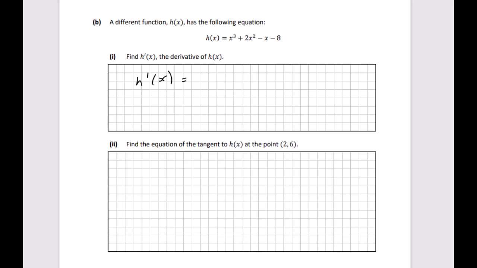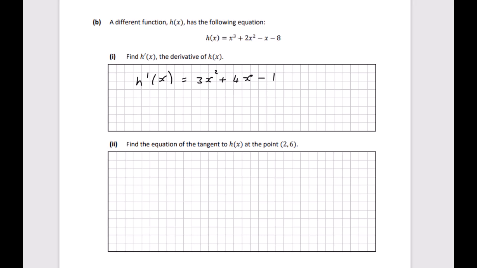So it's going to be bring down the 3, 3x, reduce the power by 1 to 2. Bring down the 2, multiply by 2 gives 4, reduce the power by 1. There's a 1 here over the x, so that's x to the power of 1. So bring the 1 down. Reduce the power by 1 will give x to the power of 0. X to the power of 0 is just 1. So all we end up with there is minus 1. So it's 3x squared plus 4x minus 1.